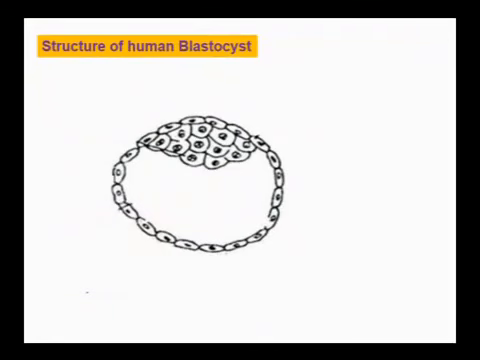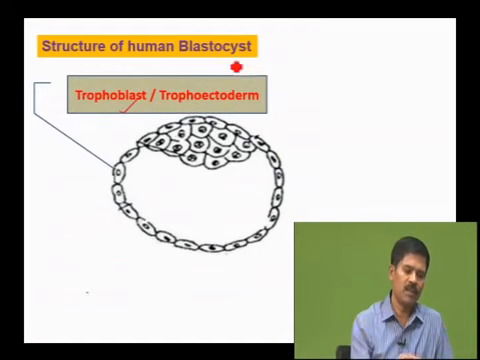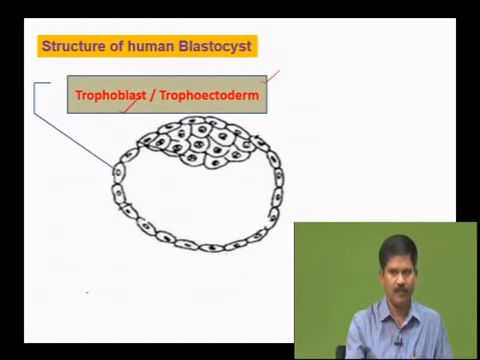Coming to the structure of the human blastocyst. Human blastocyst is a stage of embryonic development. The first stage we call morula. Morula develops into blastula; in human beings, it is called blastocyst. It's spherical in shape, covered over by the outermost layer of cells, which we call trophoblast or trophoectoderm.